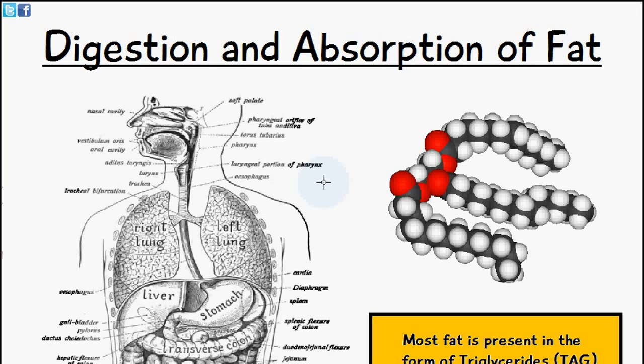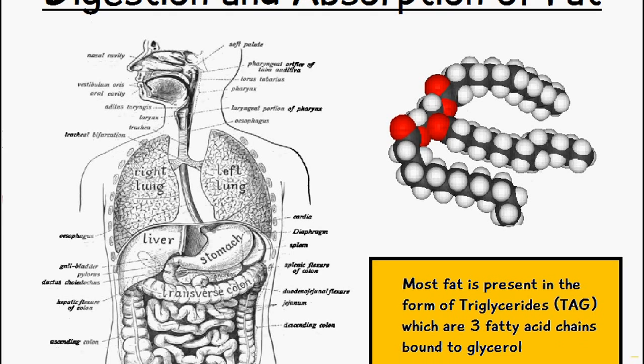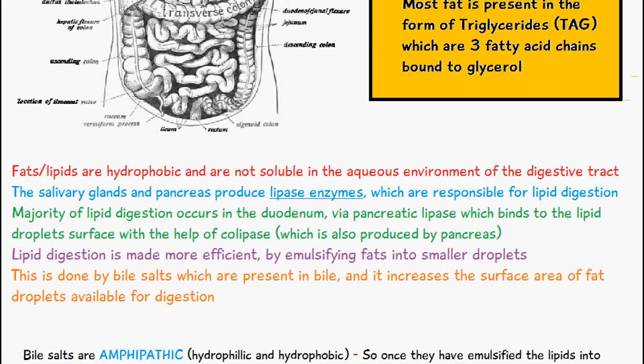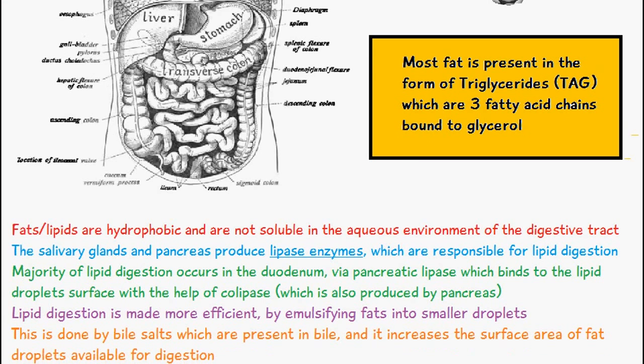In today's video we're going to be looking at the digestion and absorption of fat. So here we have a simplified drawing of a triglyceride. Most of the fat present in the human body is in the form of triglycerides, which are 3 fatty acid chains bound to glycerol. And it's not the only form of fat which is present in the human body. We also do have phospholipids and sphingolipids, but we're going to be discussing triglycerides for now.